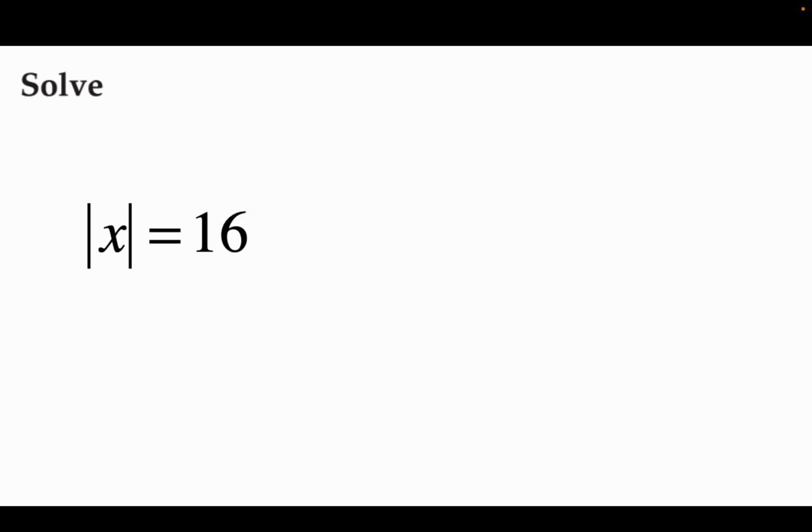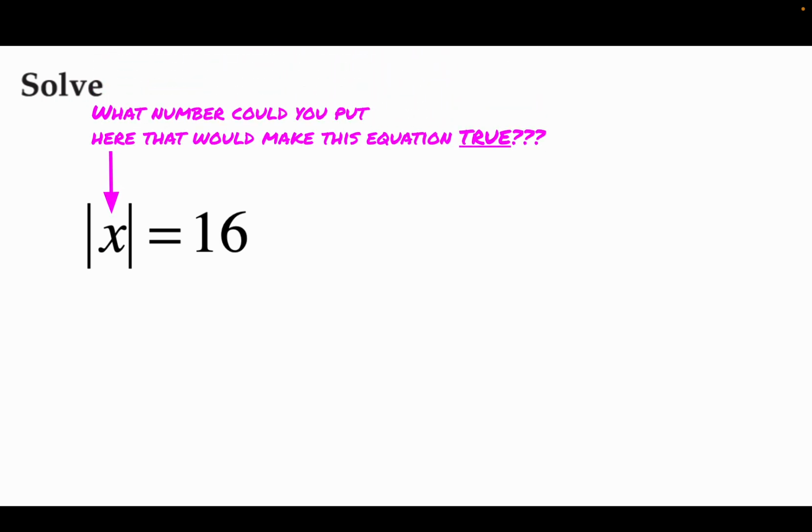Solve the absolute value of x equals 16. Remember, the solution to any equation is the value that makes the equation true. So what number could you put here that would make this equation a true statement? Well, the absolute value of 16 is 16. That's true. But also, the absolute value of negative 16 is 16. That's still a true statement as well.